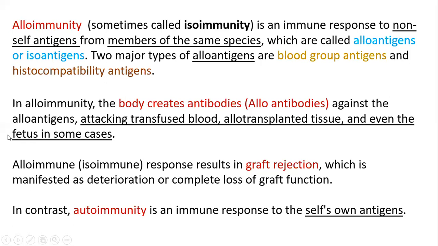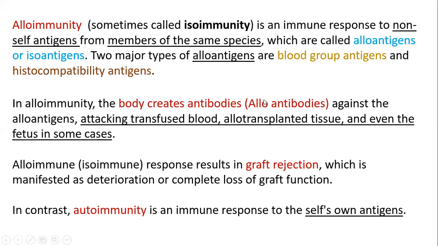Sometimes it's also very different. The fetus will be treated as a foreign, non-self organism, with non-self antigens from the fetus. The mother's immune system will try to kill the fetus also in some cases. So alloantibodies help in attacking transfused blood, allotransplanted tissue, and even the fetus in some cases. And the alloimmune response is also one of the responses that helps in graft rejection.